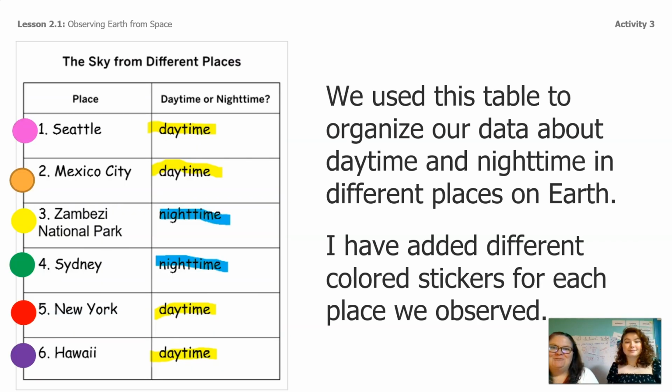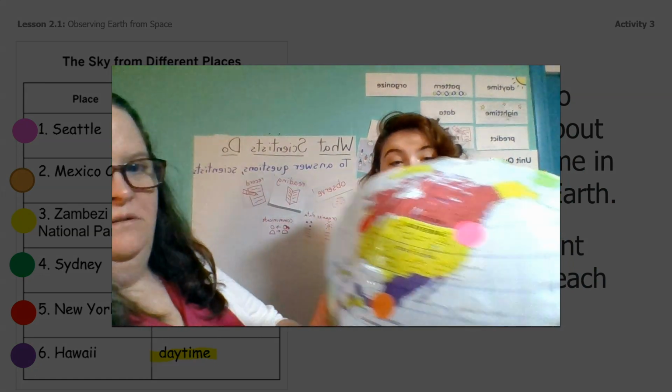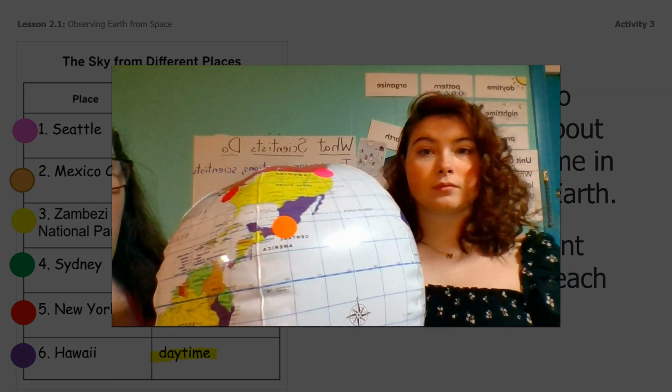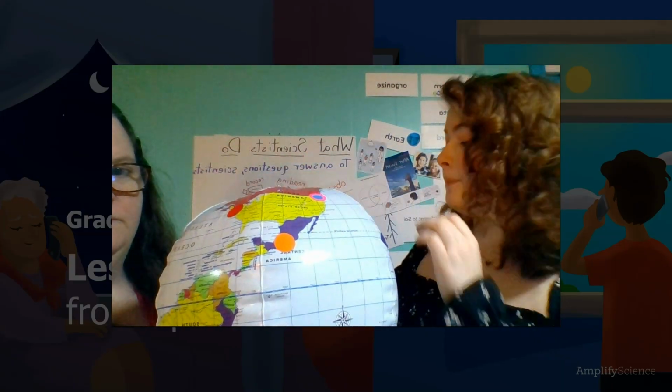All right, Rosie, if we look, Seattle and Mexico City on our table are both daytime. So what color sticker are we going to put on Seattle and Mexico City? Blue. Okay, let's do that first. Seattle and Mexico City. Go ahead, Rosie. Can you see them? Daytime.